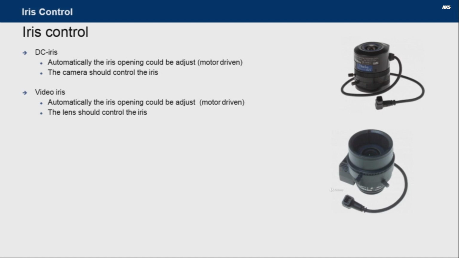So the difference between the two is where the circuitry to convert the analog signal into a motor control signal is located. In the DC iris lenses, the circuit resides inside the camera, but for the video iris, it is inside the lens. Don't worry guys, we will see in the next slide the difference between those two types of iris.